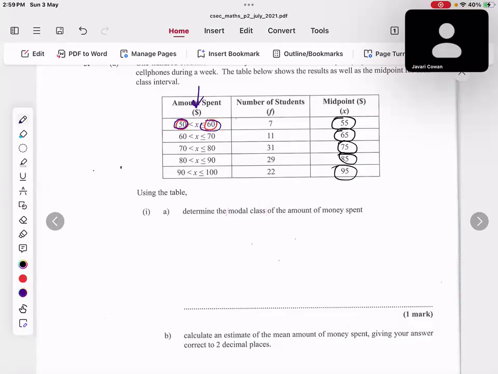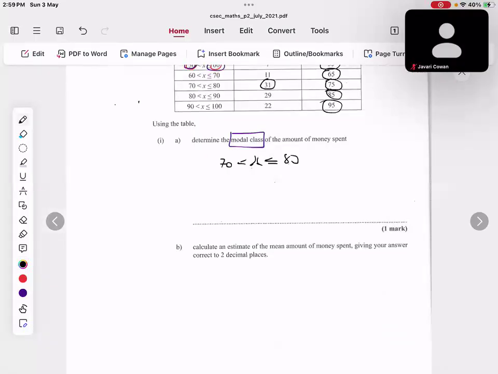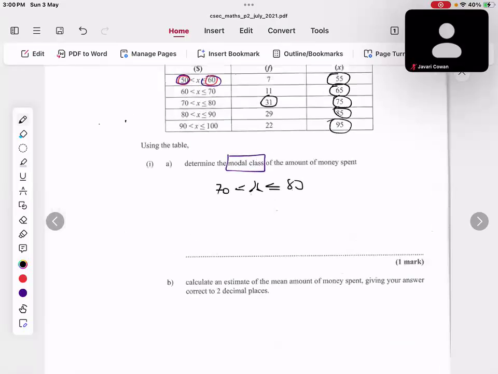So the answer for that question is going to be the class 70 is less than or equal to x, less than 80. Good. That's the answer. This class had 31 students. So we had more students spending $70 to $80 than any other class. All right, so that's the modal class. Next question. Calculate an estimate of the mean amount of money spent, giving your answer correct to 2 decimal places.